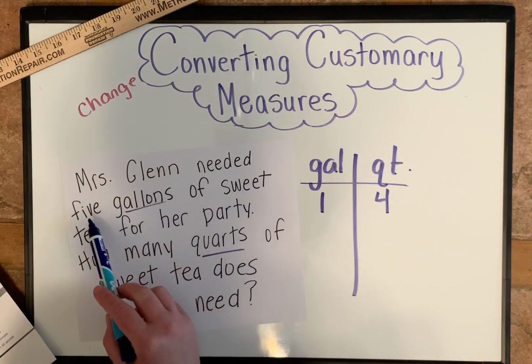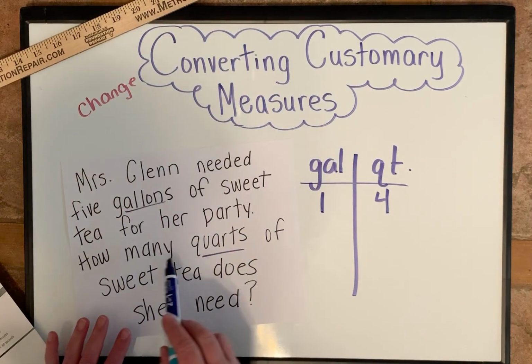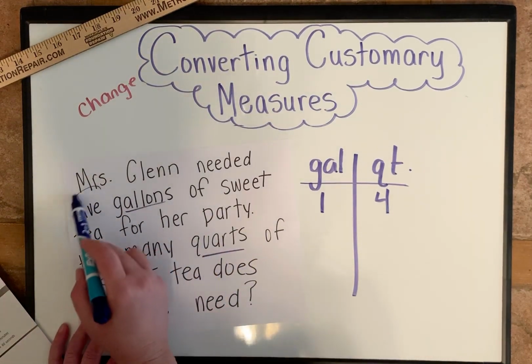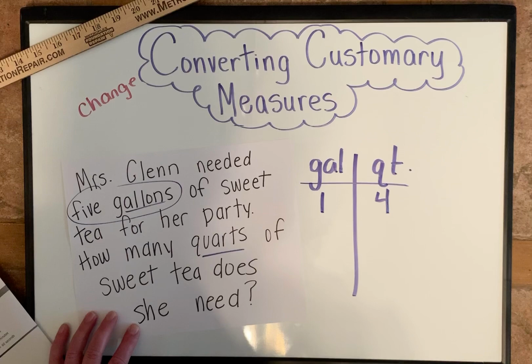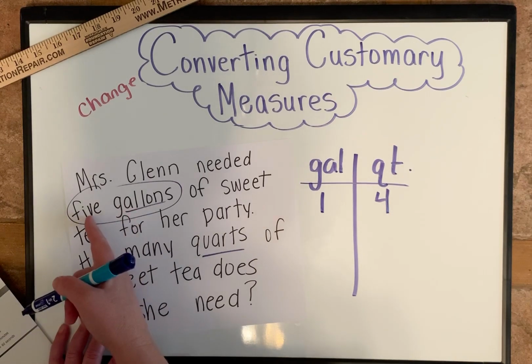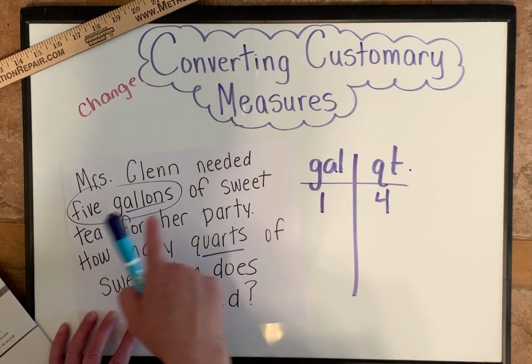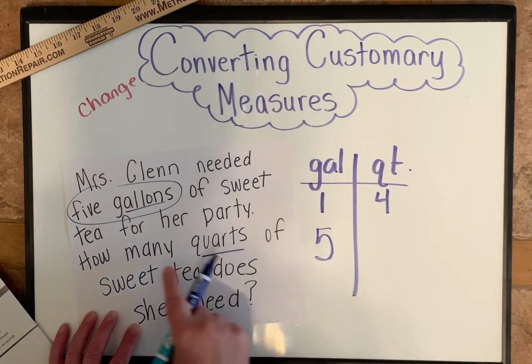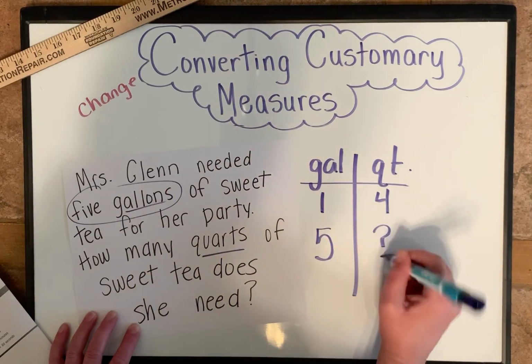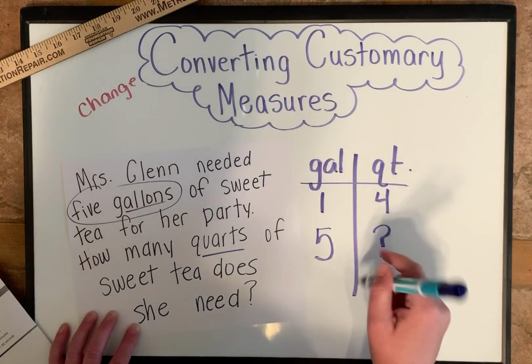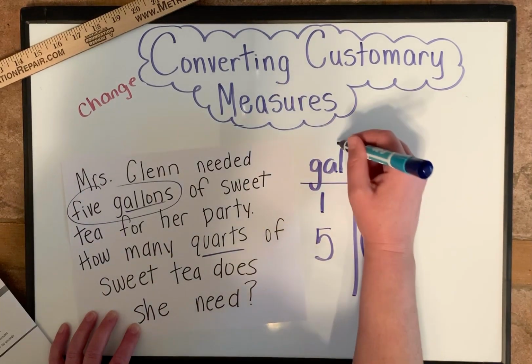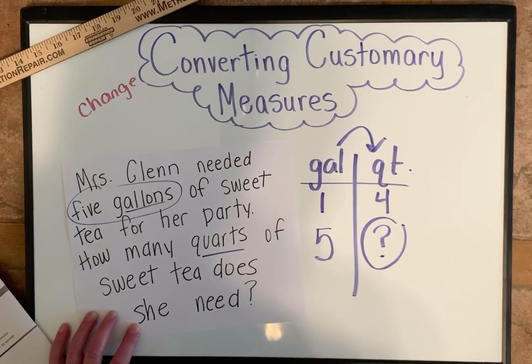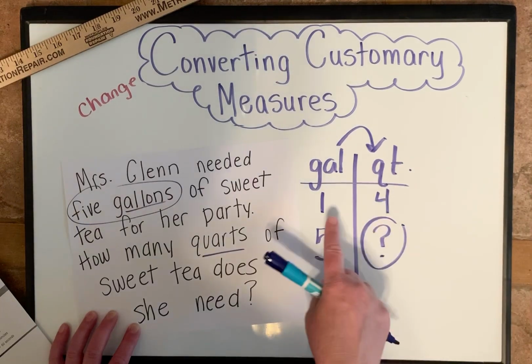Mrs. Glenn needed 5 gallons. How many quarts? Okay, so 5 gallons is what she needs. That's the number I know. I know the gallons and I know it's 5. So I'm gonna come over here to gallons. I'm gonna write 5. And my question is literally how many quarts? So this is my unknown. I'm trying to get to my unknown. I'm going this way. So then let's look up here.